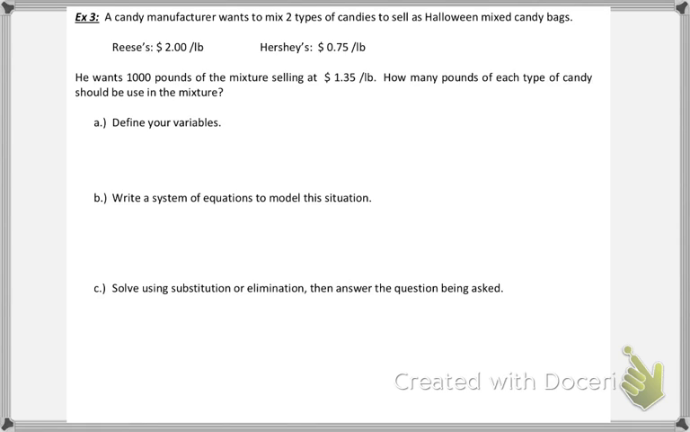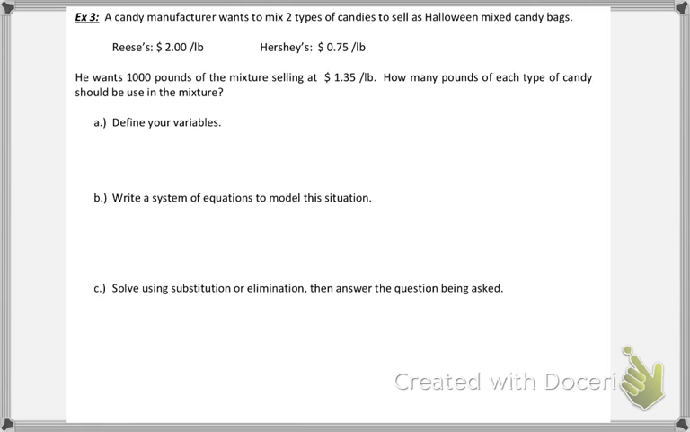So we have to figure out how many pounds of Reese's are we going to mix in and how many pounds of Hershey's are we going to mix in so that we can sell it for $1.35 per pound and make it worth the same amount of profit as if I was to sell them individually. So the first thing we want to do is define our variable.